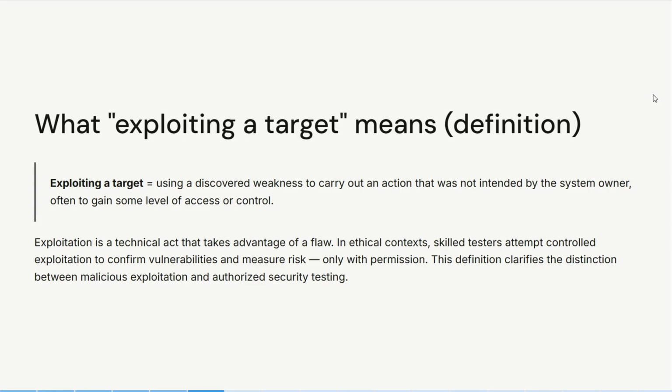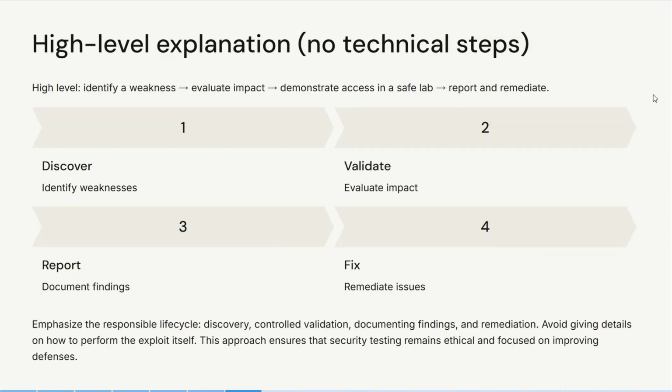Malicious exploitation does not involve two parties. It's only the attacker looking for weakness in a system. Authorized security testing is when a system owner invites an ethical hacker to carry out tests to check if his or her system is vulnerable. So, a high-level explanation, no technical steps. The high level: identify a weakness, evaluate impact, demonstrate access in a safe lab, report and remediate.